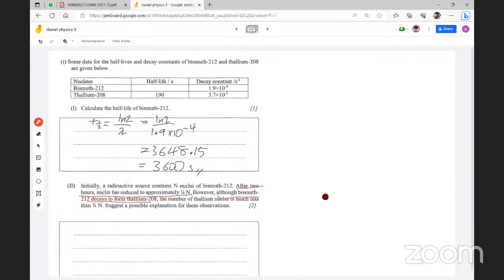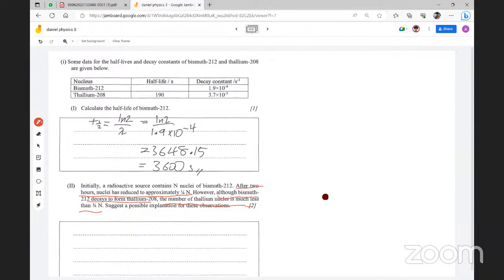Yeah. Now, the next part needs to make sense also. He says the number of thallium, which is the product, is not 3/4 n. It's actually less than 3/4 n. First of all, does that make some sense, this 3/4 n number? If it doesn't make sense, we need to talk about it.